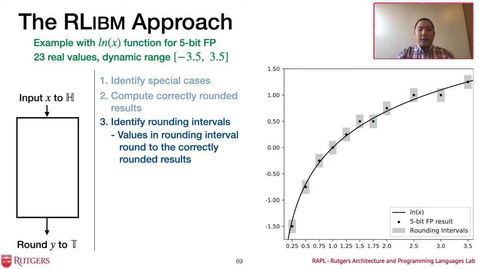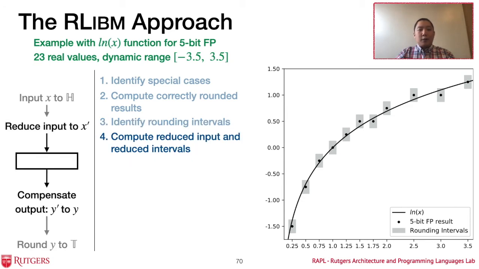Now our goal is to come up with an internal computation that produces a value in the rounding interval, which I show using the gray area in this graph. At this point, if we do not intend to use range reduction, we can jump to the last step where we generate a polynomial that produces a value in the rounding interval. However, in most cases, we need to use range reduction to reduce the range of inputs that we need to approximate. Remember that when range reduction is involved, the original input x is transformed into the reduced input x prime using the range reduction function.